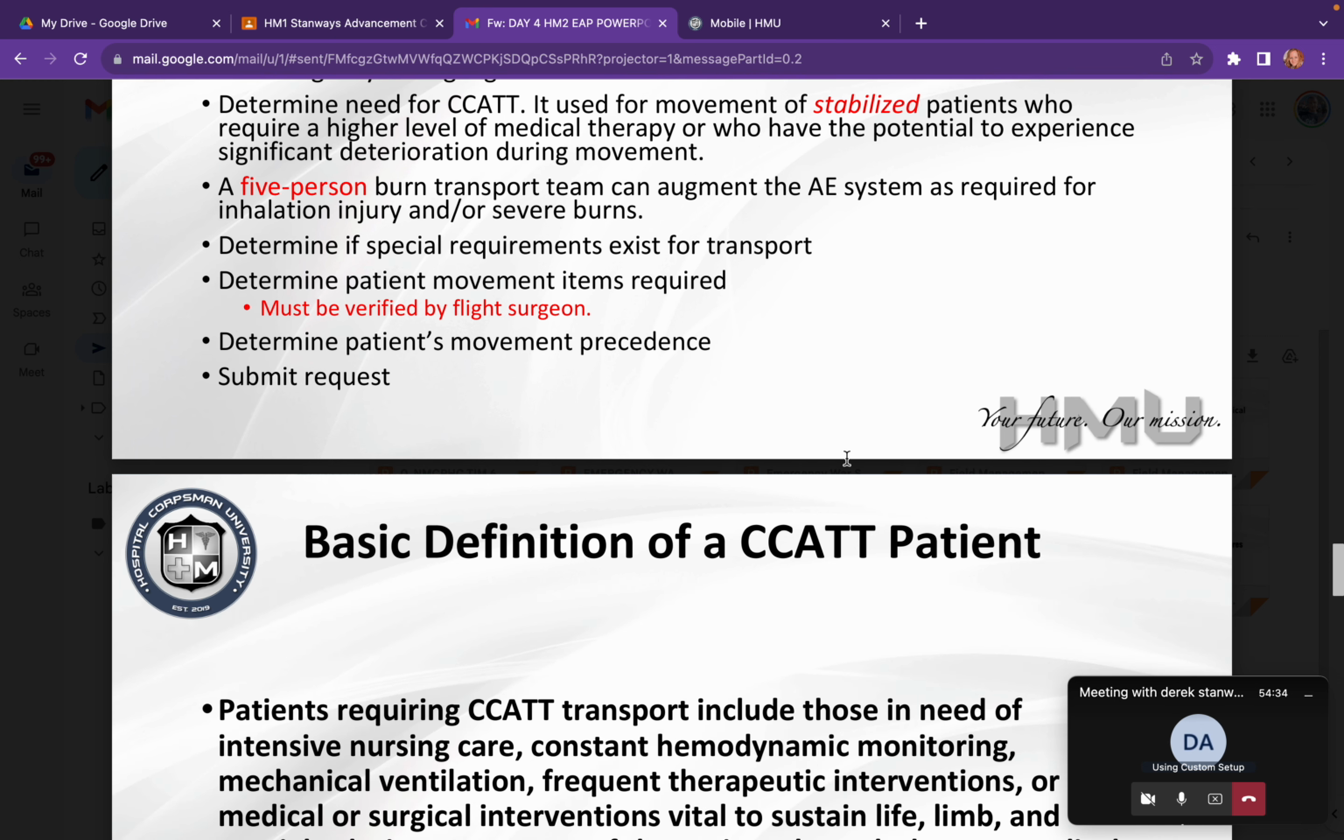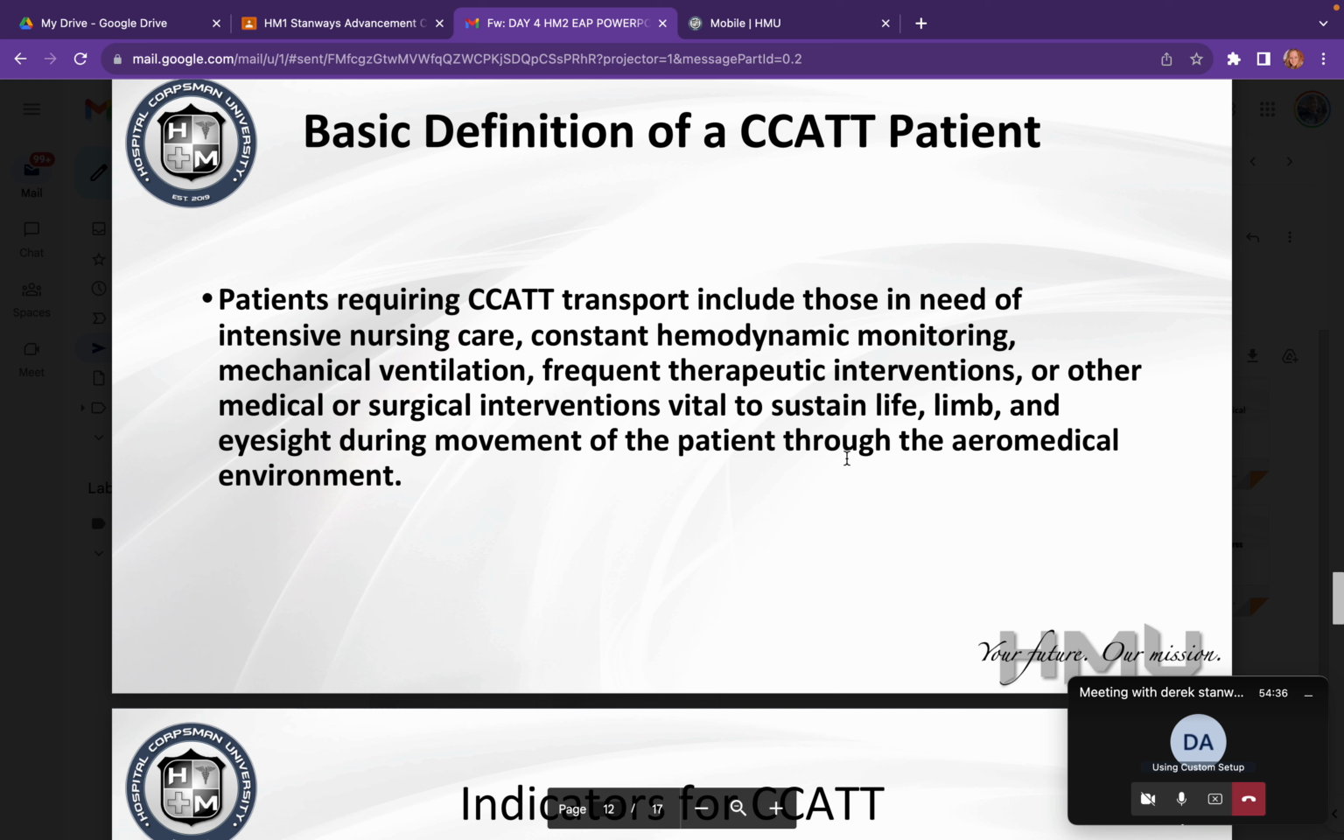Alright, so patients requiring CCAT transport include those in need of intensive nursing care, constant hemodynamic monitoring, mechanical ventilation, you got them on a respirator or a ventilator, frequent therapeutic interventions, or other medical or surgical interventions vital to sustain life, limb, and eyesight during movement. Questions?